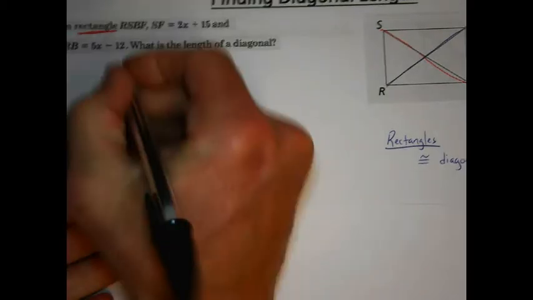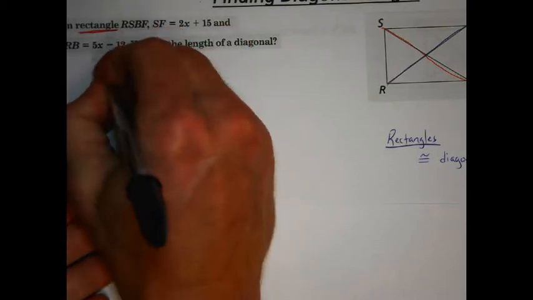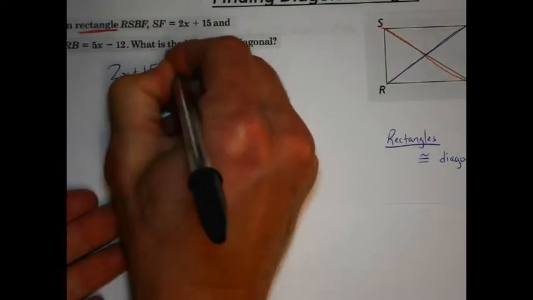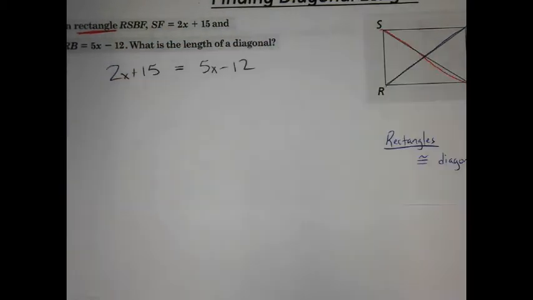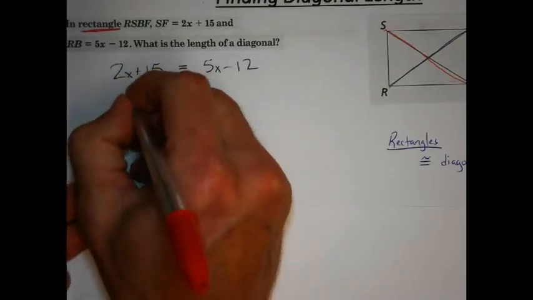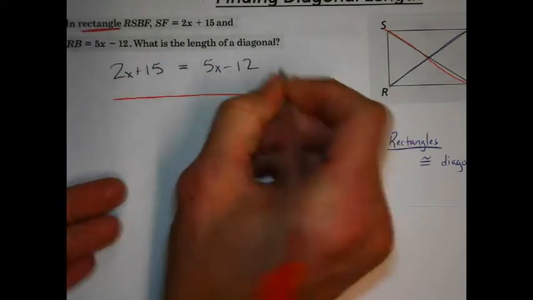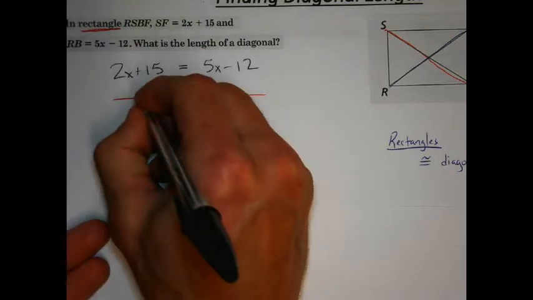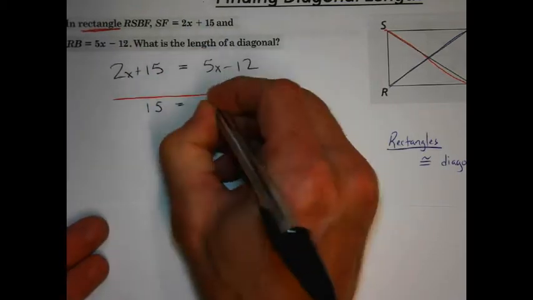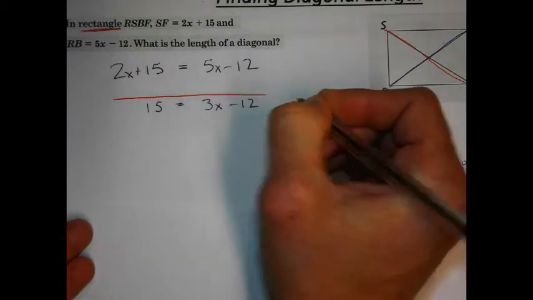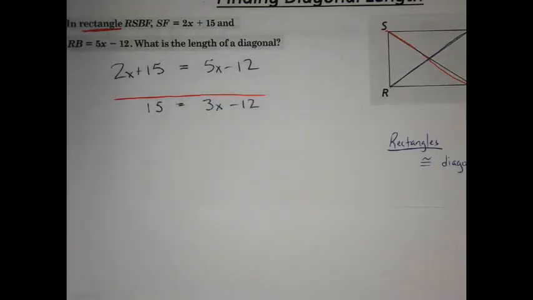So SF, 2x plus 15, is actually equal to 5x minus 12. That's what the rectangle means. And now what we can do is a whole bunch of algebra. So check this out. I'm going to not show work. You show work. You do it. I'm going to do some stuff. Let's see if you can figure out what just happened. Did you see the work I showed or the work that I didn't show? I subtracted 2x on both sides.